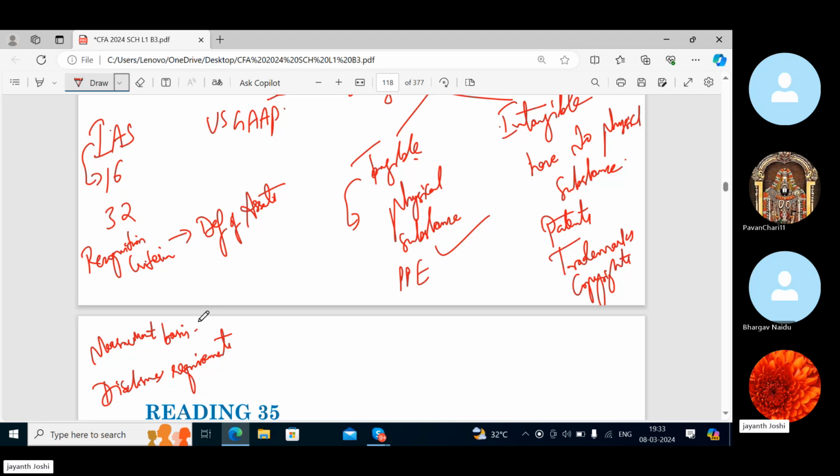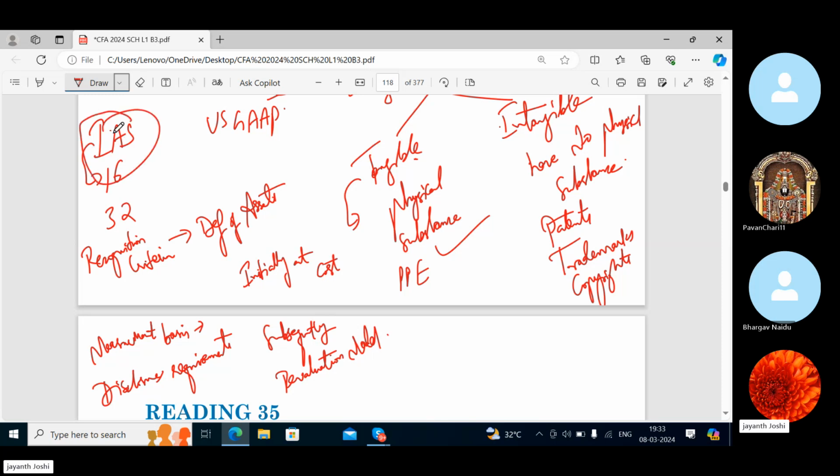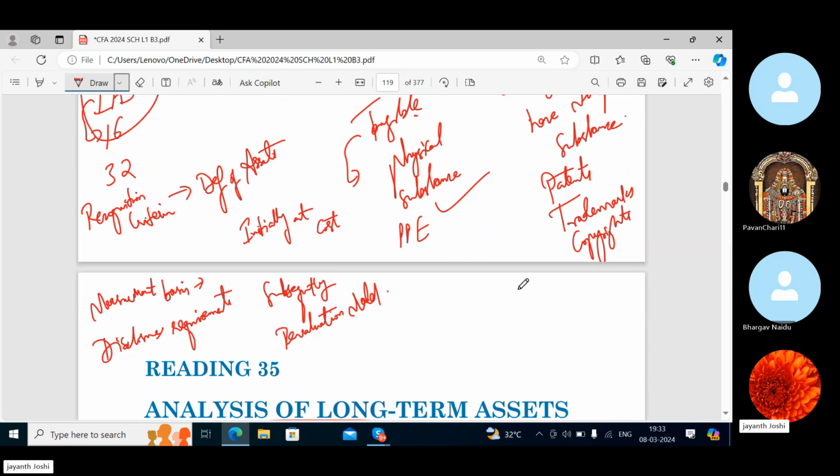How to measure them? Initially at cost, both of them I'm covering at once. Initially at cost, and subsequently the revaluation model. And this is only from the perspective of International Accounting Standards. US GAAP has a different treatment. US GAAP says only at cost.